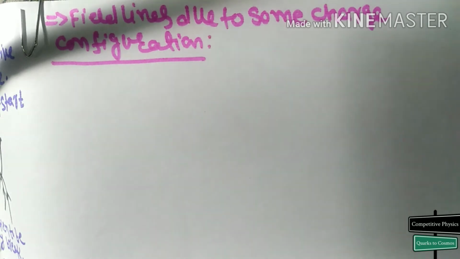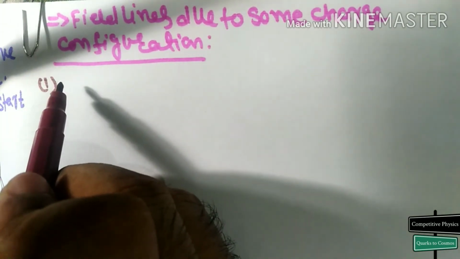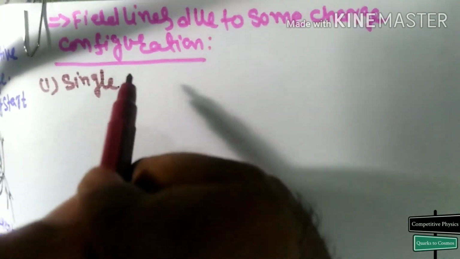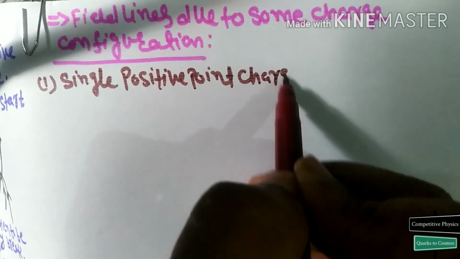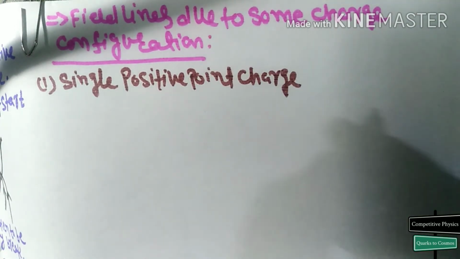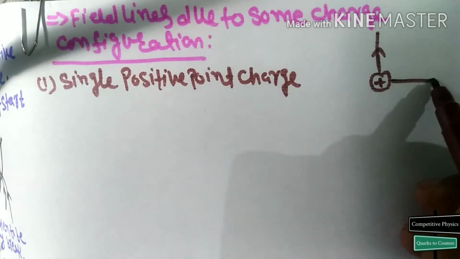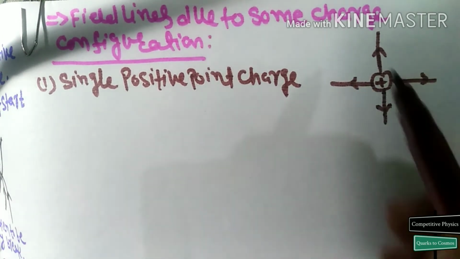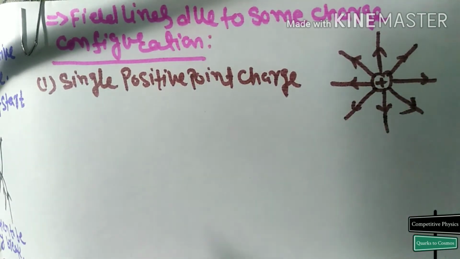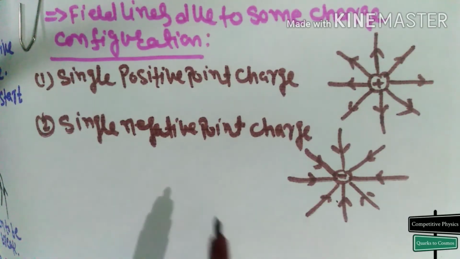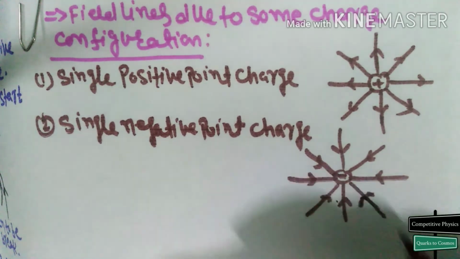Let us now draw field lines due to some charge configurations. So first, let us draw field lines for a single positive point charge. As we have drawn earlier also, if you have a single positive point charge, then you know that the field lines will be going away from the charge, like this, as you can see. Next I will draw field lines for a single negative point charge. As you can see, I have drawn it here. For a single negative point charge, the field lines are directed radially inwards.